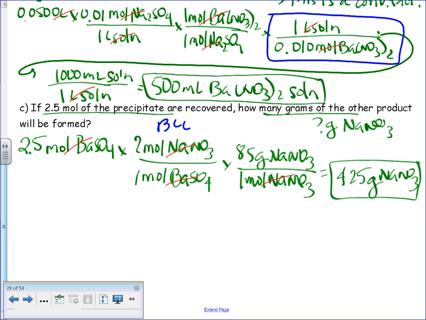Equation BCE, right? And then grams of sodium nitrate, which is its molar mass. Just calculate it, and then 425 grams of sodium nitrate. Who got that? Woo! Okay.